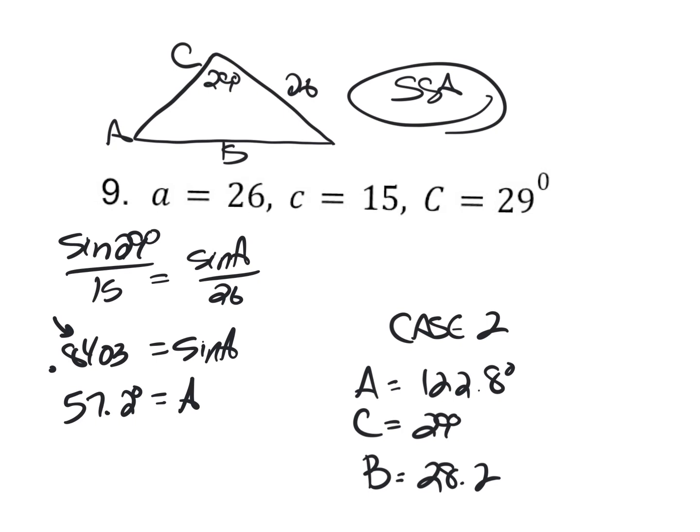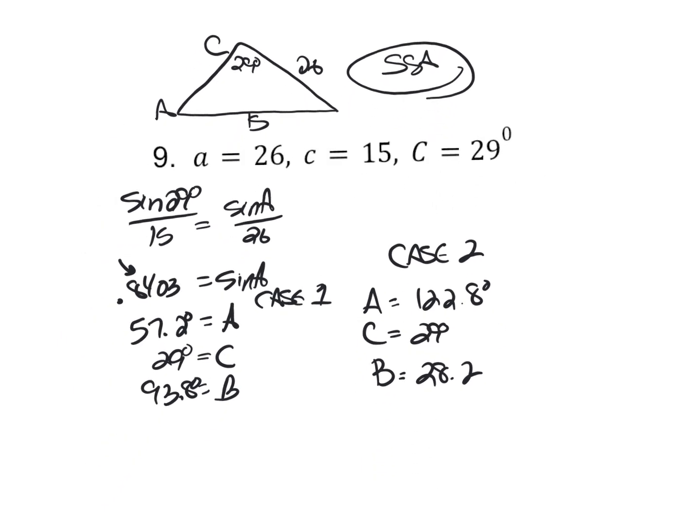And my case 1 is going to be over here. Angle C again, C is 29 degrees. Big B, in this case, is going to be 180 minus the 57.2 minus the 29, which is going to give me 93.8. Okay, so 2 different cases here. Now that I have all 3 angles on both sides, all I need is my side B on both of them.